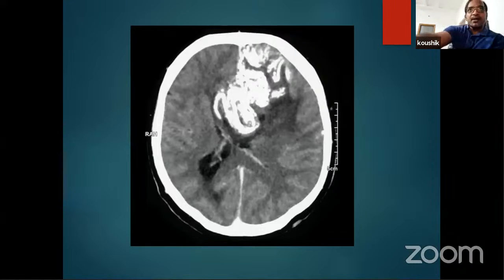So if some hyperdensity is very similar to that of the calvarium, then it is a calcification. Here we have a lot of calcifications, parenchymal calcifications in the frontal lobe. It is a case of an oligodendroglioma. So there is a tumor. So basically what we need to differentiate is whether it is a hemorrhage, or infarct with hemorrhagic transformation, or a tumor bleed, or calcification in the tumor.